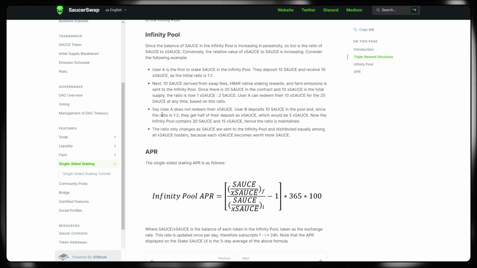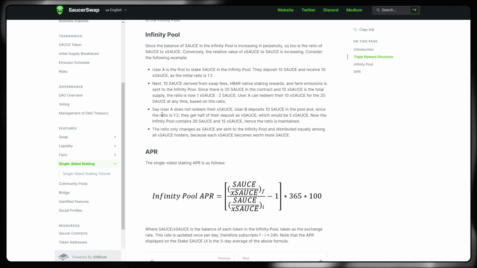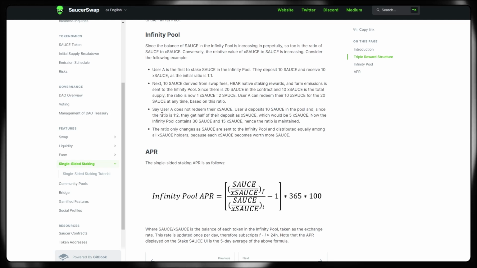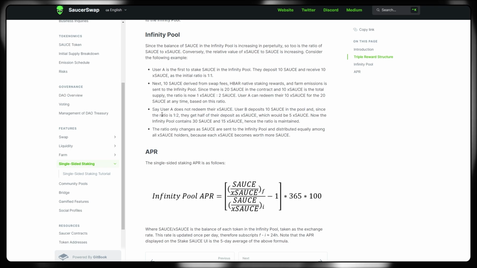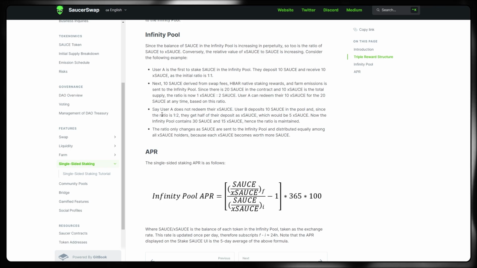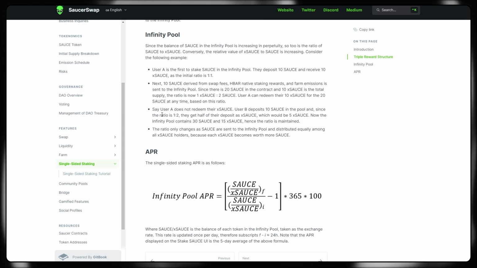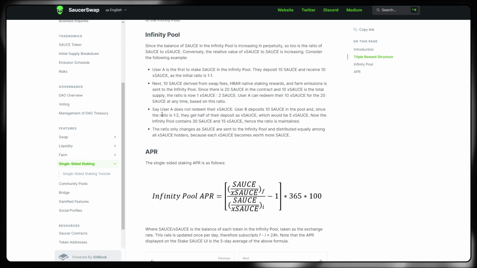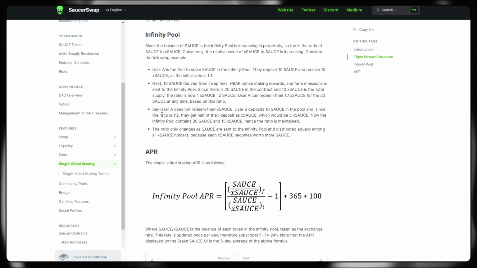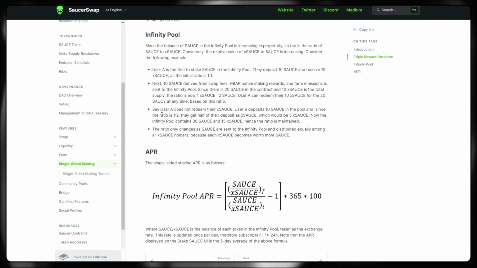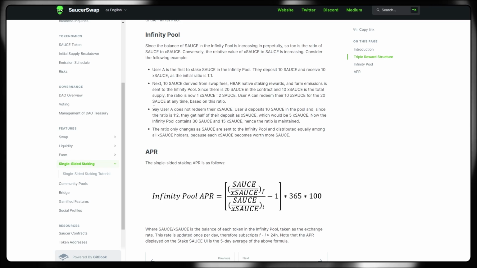Next, 10 source derived from swap fees, HBAR native staking rewards, and farm emissions is sent to the infinity pool. Since there is 20 source in the contract and 10 XSAUCE is the total supply, the new ratio is now 1 XSAUCE to 2 source. User A can then redeem their 10 XSAUCE for the 20 source at any time based on this current ratio. So you can see now the XSAUCE token is worth double that of the underlying source token, and you can swap back at that rate or a higher rate, which of course is perpetually going up based on what's happening with the reward inflows.